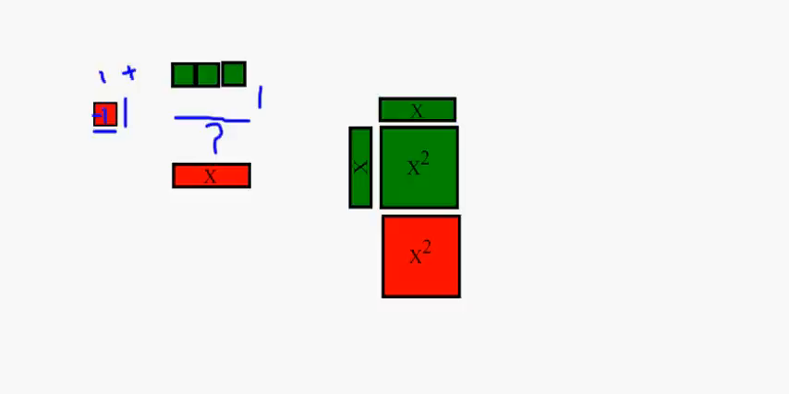Now, different publishers and different companies, different textbooks will represent a half of an X, or a third of an X, or a quarter of an X in many different ways. So what I'm going to do is I'm going to call this a half X.